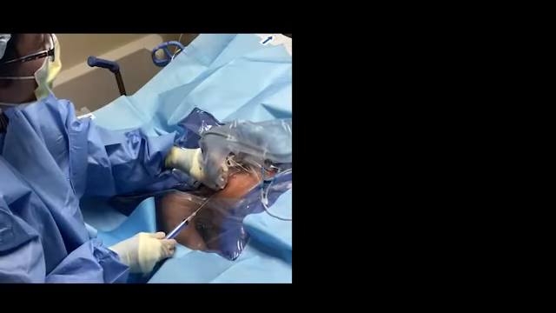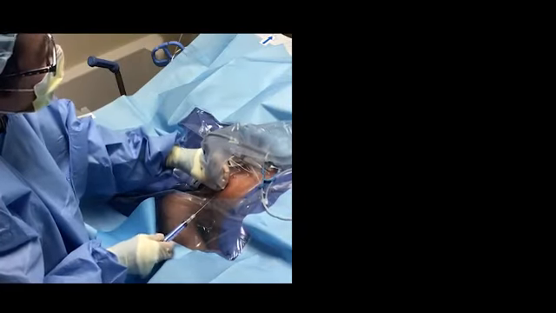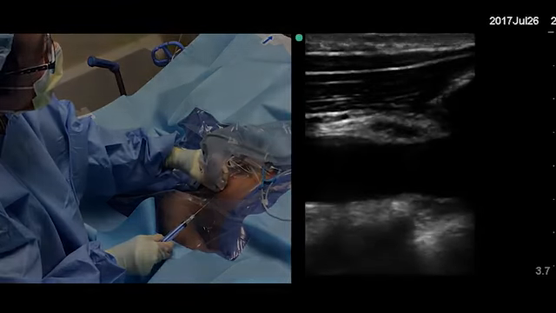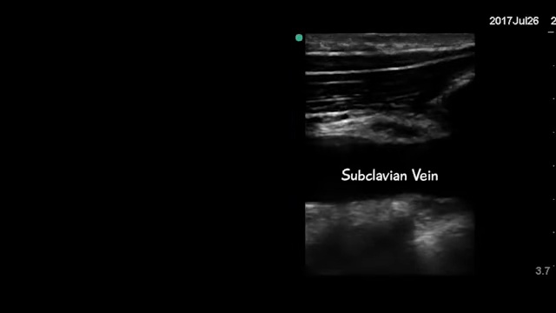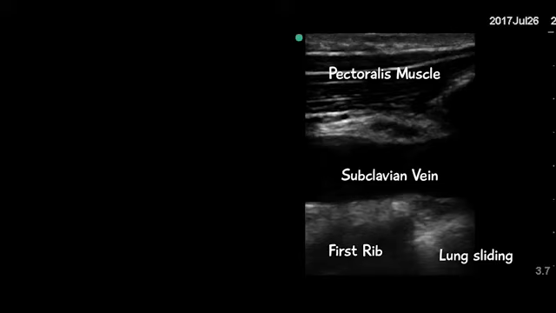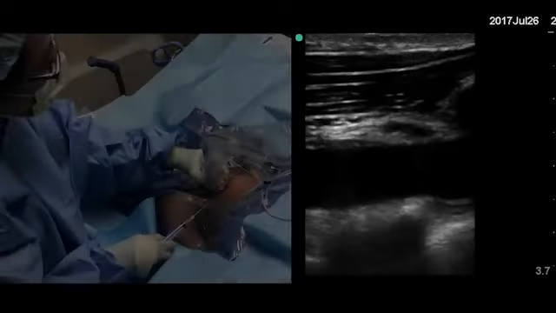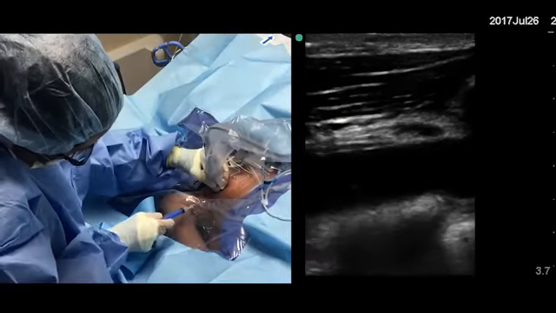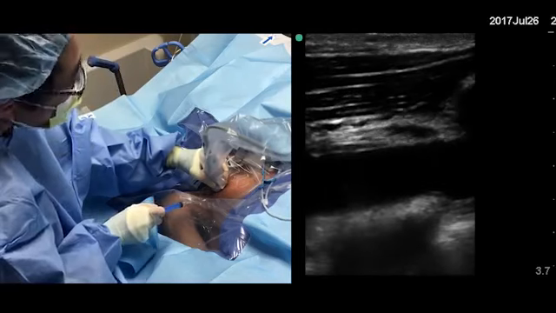After proper sterile draping and gowning, the operator stands on the side of the patient which the line will be placed, with the ultrasound screen on the other side of the bed. The subclavian vein is shown in longitudinal view. Here we see the pectoralis muscle groups, normal lung sliding, and a view of the first rib which appears as a hypoechoic structure posterior to the vessel and in front of the pleural line, partially obscuring it.